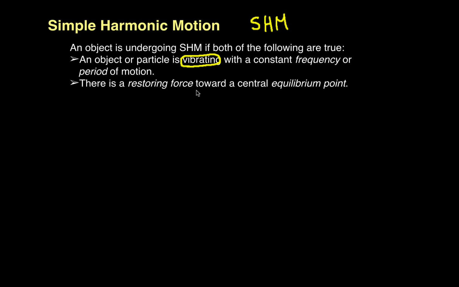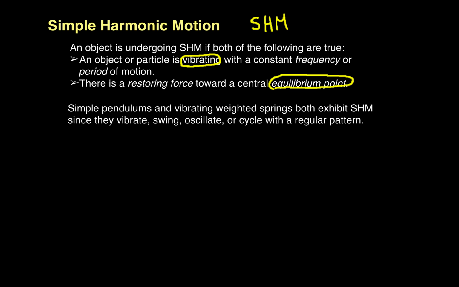There also needs to be a restoring force. A force needs to be something that pulls it back towards the central point. We call this central point the equilibrium point. It's the place that the object would stay at if it didn't have anything pulling it backwards and forwards.